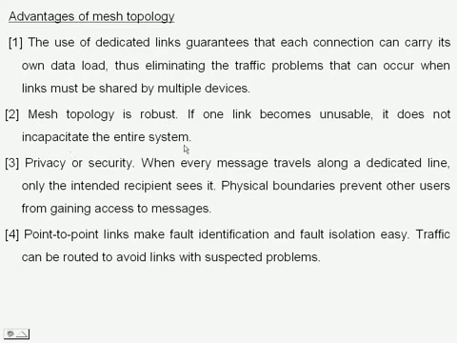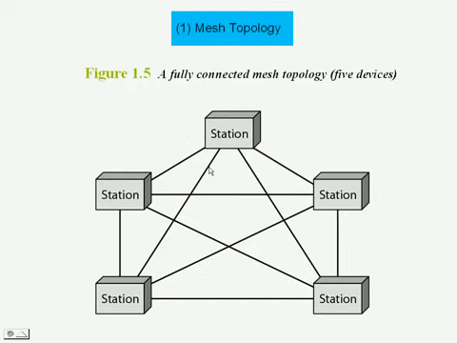Right? So, for example, if the communication between station 1 and station 2 has failed, then station 1 can communicate with station 2 through station 4. Similarly, if the communication between station 2 and station 3 has failed, then station 2 can communicate with station 3 through station 4. Right?